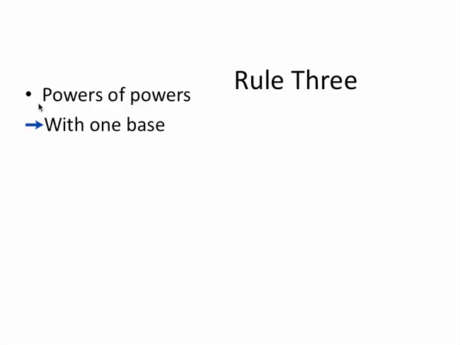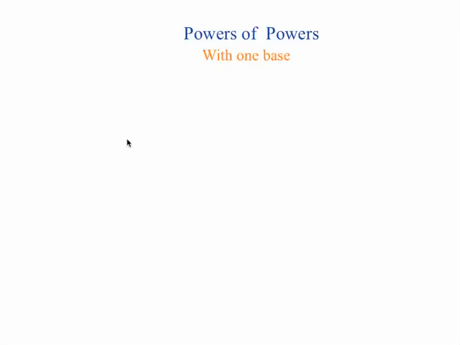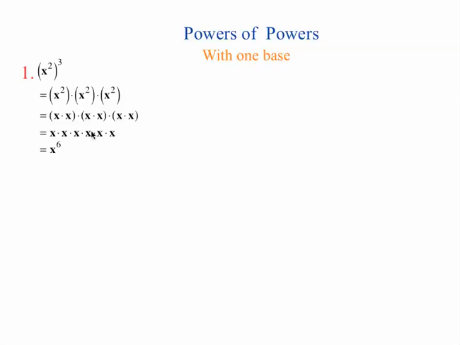Rule number 3, we're looking at powers of powers. The first one we're going to be looking at is when we have exactly one base. Okay, here's example 1. We have x to the power of 2 all to the power of 3, which means x to the power of 2 times itself 3 times, right? Which is x times x times x times x times x times x. Notice you have 6 x's multiplying each other, okay, which is x to the power of 6.